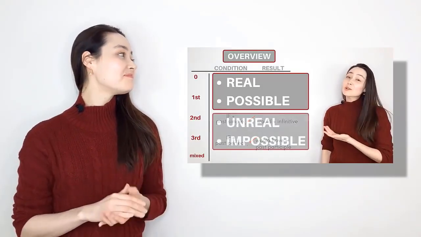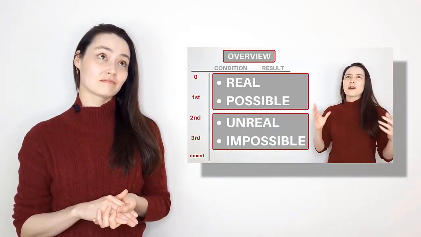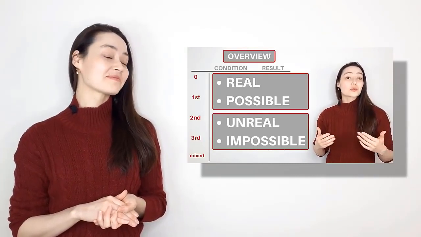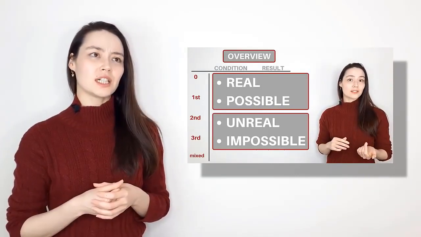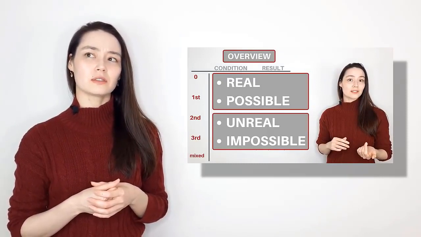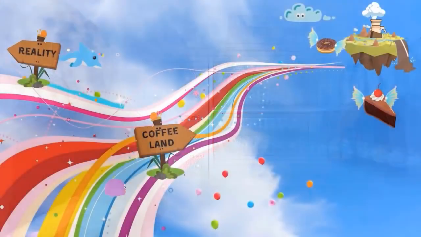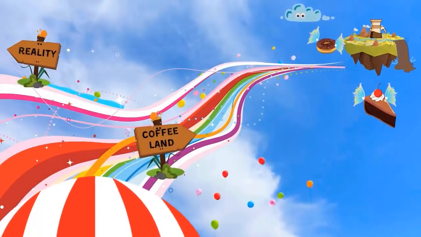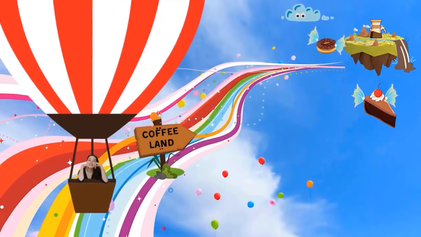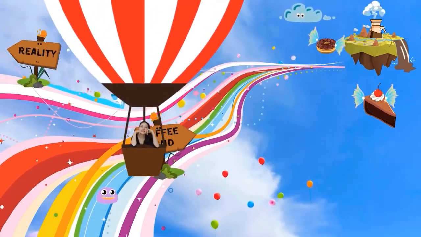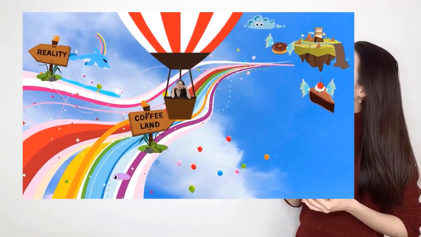So remember earlier I said the second and third conditional express impossible, hypothetical, unreal conditions and results. Unreal, impossible, hypothetical. Sorry, I couldn't resist doing that. So just keep that feeling in mind as we look at the second and third conditional.